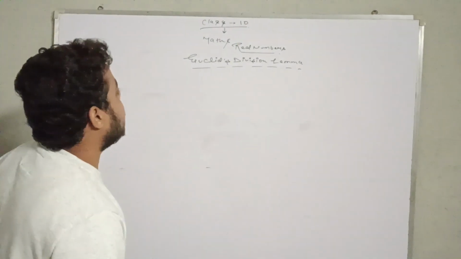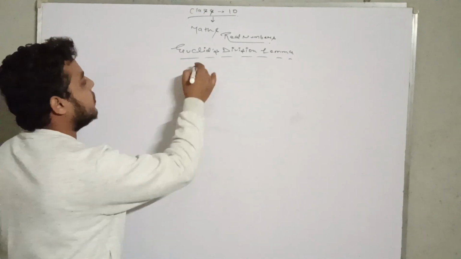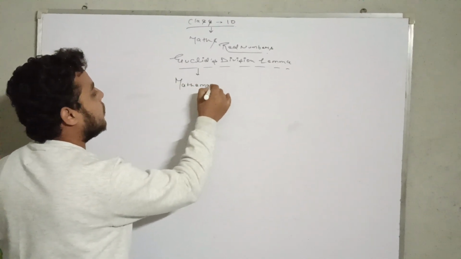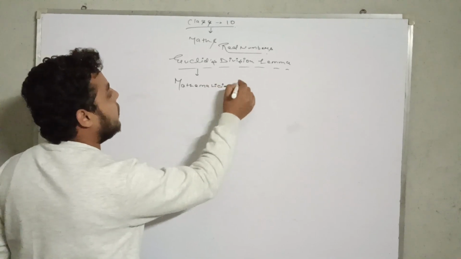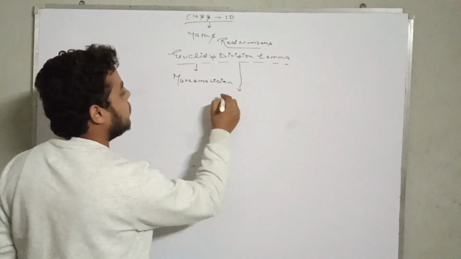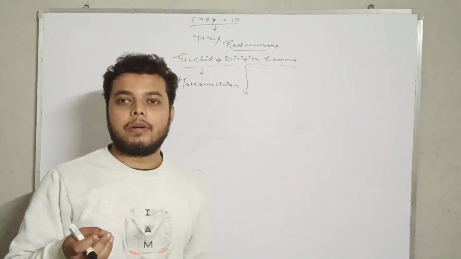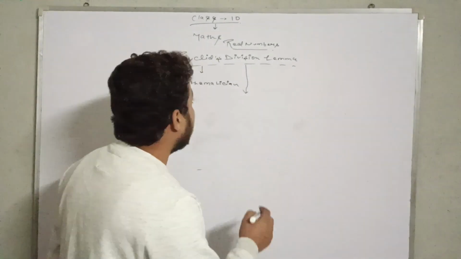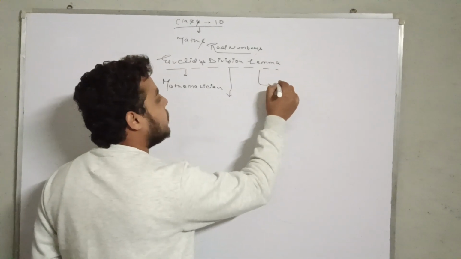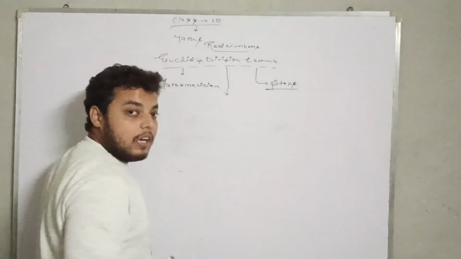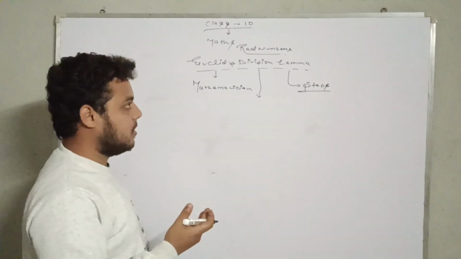So Euclid's division lemma is made up of three words. Euclid was the name of the mathematician who gave that lemma. Division, as the name suggests, means this whole lemma or algorithm consists of one mathematical tool, that is called division. And lemma means steps. Now we are going to discuss Euclid's division lemma.